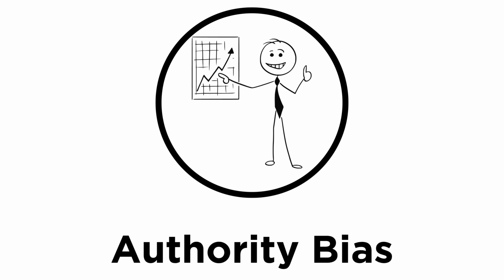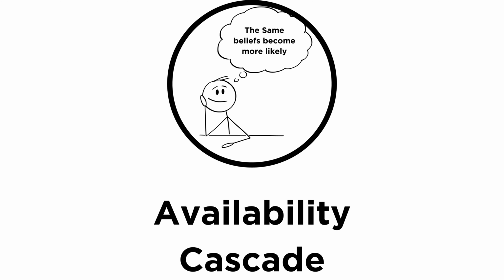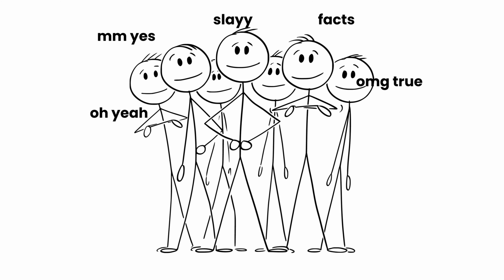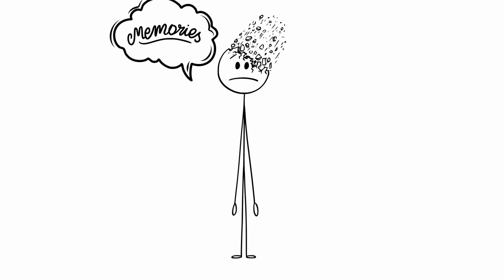Authority bias is giving undue influence to the opinions or actions of authority figures, even when they might be wrong. Availability cascade is a self-reinforcing process, where a group's belief gains more and more plausibility through repetition. Availability heuristic is making judgments based on information that's easy to remember. This is often influenced by recent events or vivid examples.